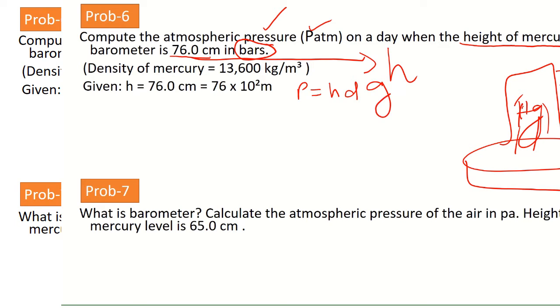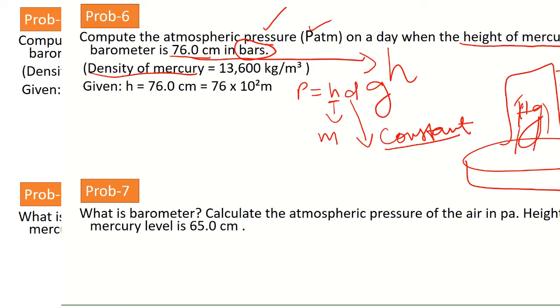So this formula we have to use for the pressure, and here this is the height of the mercury, and this height should be in meter, not in centimeter, not in millimeter. And this is the density of the mercury, and this density is constant, and this will be given to you in the question. Like here it is given that the density of the mercury is 13,600 kilogram per meter cube.